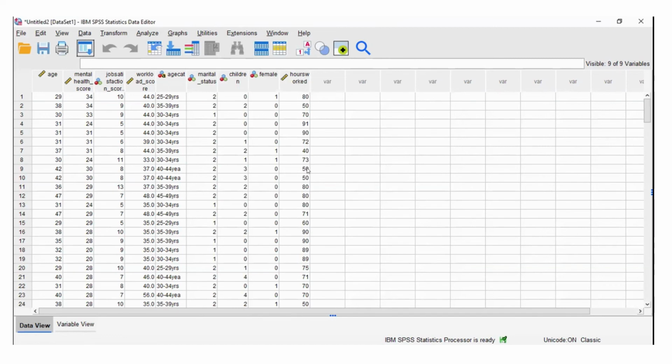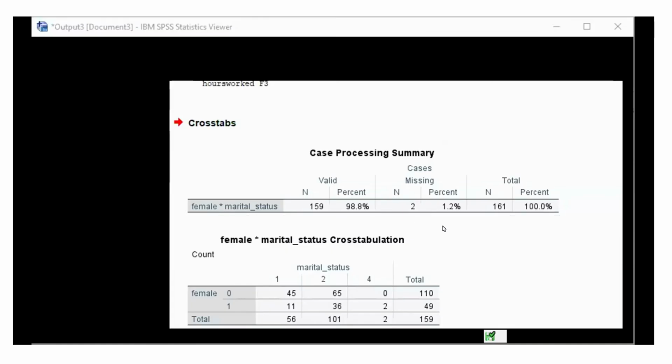So we are not seeing your output. You need to share that screen. You're sharing the wrong screen. You need to unshare and share that particular one. You selected SPSS before, but not the output. So share it. Okay. This is right. Yeah. Good.